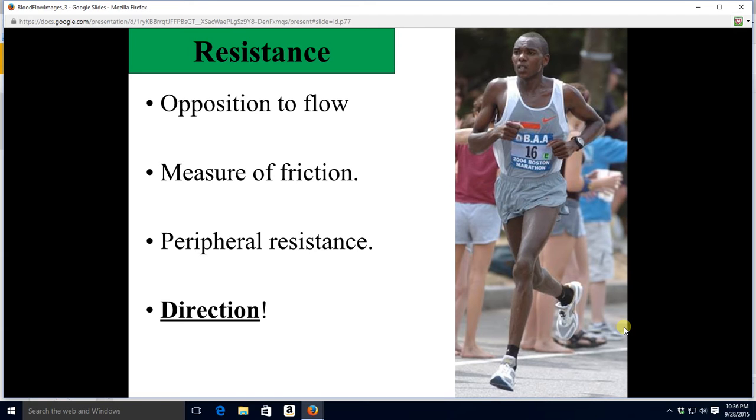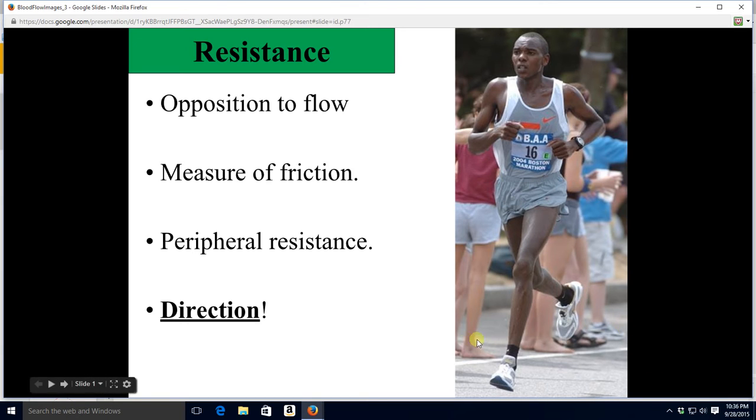Anyway, we were just talking about pressure. Pressure is what is going to drive blood flow. Now we got to kind of switch gears a little bit and talk about resistance. Resistance is that which opposes flow. Primarily, it's a measure of friction. And the majority of this friction, and thus resistance, is encountered in your little arteries, your arterioles.